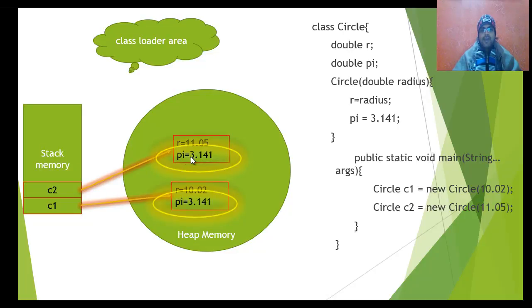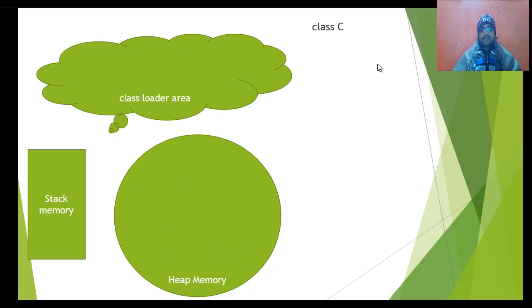Thus the value of pi is repeated, and if we create more objects, each object will have its own pi value. However, we know that this pi is common for all the circle objects. So it is a wastage of memory if we create pi independently for each object. However, it is necessary for radius because each circle must have its own radius. So let's see another program with the static keyword for the pi variable.